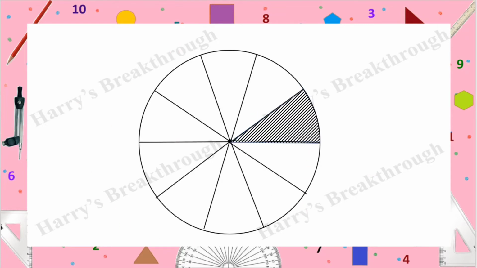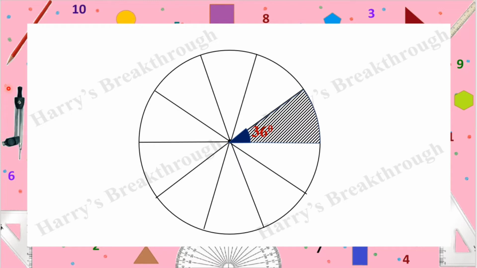Okay. Now look at this figure. Here we can see a circle is divided into 10 equal parts and one part is shaded. Can you say the measure of the angle of each part? What will be the angles? Here we know that if we divide 360 by 10, we will get 36 degrees. So the angle of each part will be 36 degrees. I hope you know this.